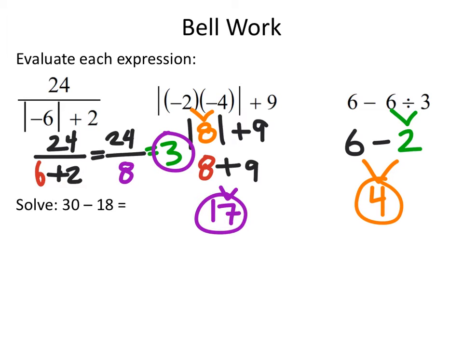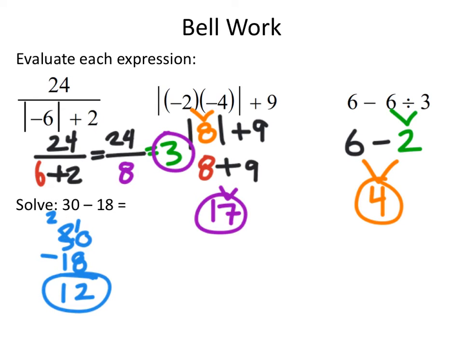Yay. Finally, we got this last problem, 30 minus 18. And if you want to use the long subtraction like this, you could. So you'd borrow from the 3 to make that a 2. So you got 10 ones there. 10 minus 8 is 2. 2 minus 1 is 1. So we got final answer 12 right there.